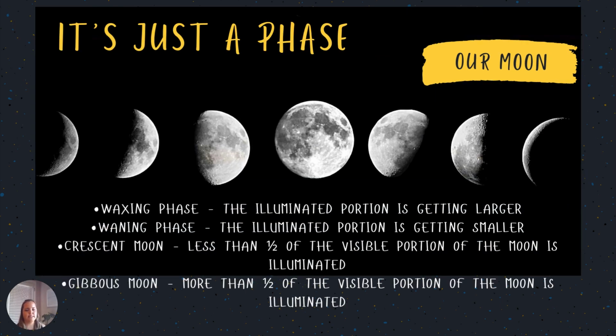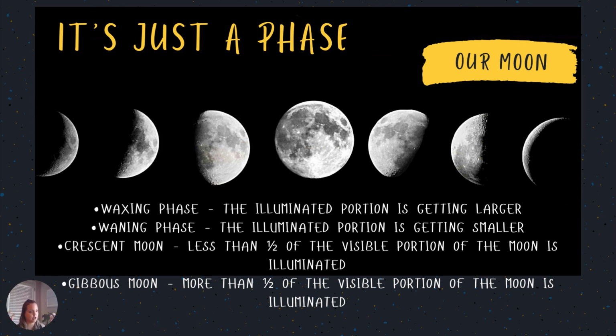All right, so one of the biggest things that you probably learned in school was about moon phases, right? As the moon orbits Earth, it goes through different phases. There's a couple of different ones that we refer to. We have the waxing phase, which is when the illuminated portion is getting larger, so the part that is lit up is getting more and more area. And then the waning phase is when that portion is getting smaller. When we're looking at a crescent moon, less than half of the visible portion is illuminated. So remember, the moon only faces one side. One side of it faces Earth.